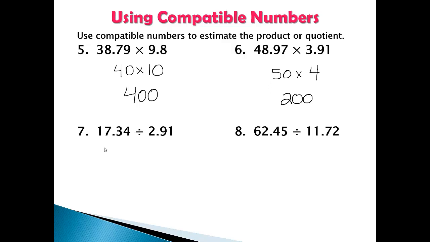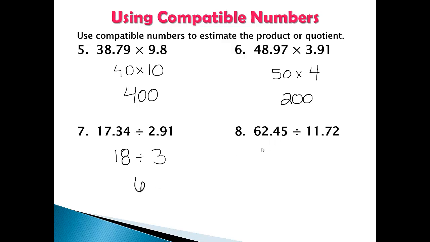For number 7, we have 17 and 34 hundredths divided by 2 and 91 hundredths. 2 and 91 hundredths is very close to 3. So now my job is to figure out what number is close to 17 and 34 hundredths, and can also be divided by 3. So I'll first look and see if 17 works, but 17 can't be divided by 3 very easily. So now I can look and see what's close to that. 18 is close to 17 and 34 hundredths, and 18 can be divided by 3. So we'll do 18 divided by 3 for this problem. And 18 divided by 3 is 6.